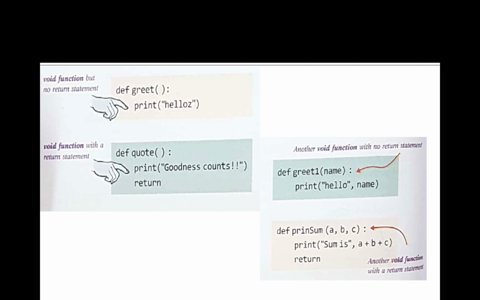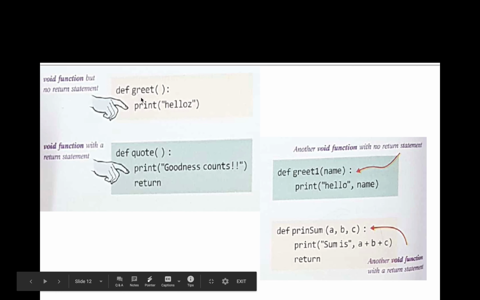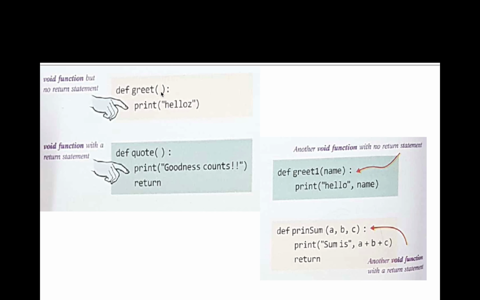Okay. Then next, here are some examples. First case, a function is defined, the function name is greet, without any argument and without any return statement. So it's a void function but with no return statement. As I already told, a void function may or may not have a return statement. Both are void functions. Here, no return statement. Here, a void function with a return statement.